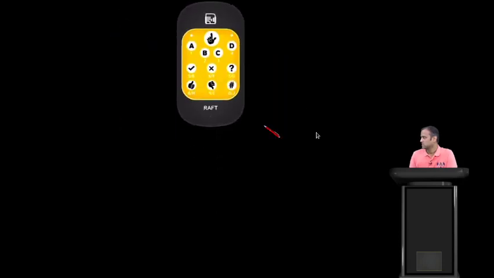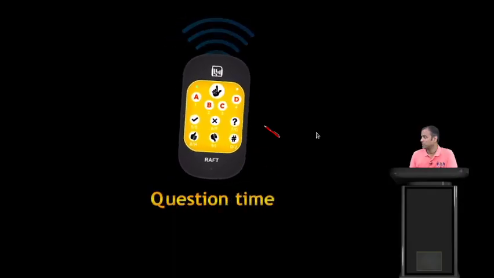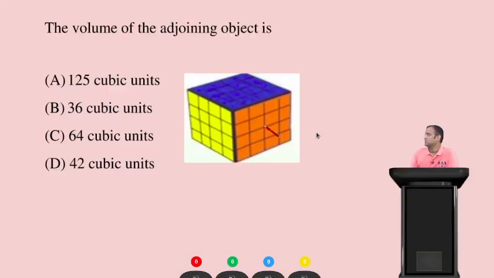Okay class, now it's question time for you. So again, be ready with your rough device. Here you have to find the volume of the adjoining object. So what is the object? I think you can find the volume very quickly, and your time starts now. What is the volume of this object? So I think you already know about this object. This object is a cuboid.